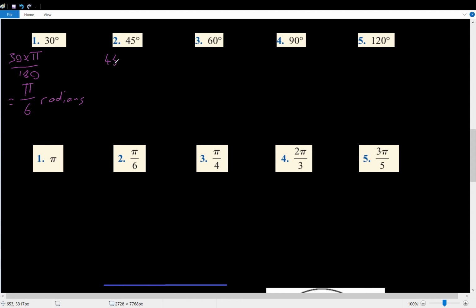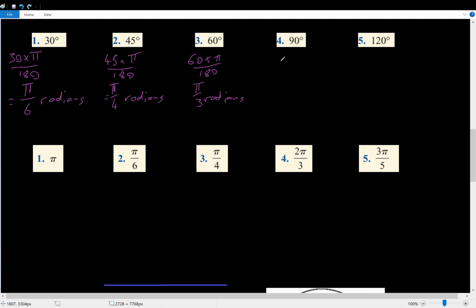For our next one, for 45 degrees, it's going to be the exact same process again. It's going to be 45 multiplied by pi over 180. Well, 45 over 180 is a quarter, so we just end up with pi over 4 radians for this. And we're going to go through the same process for the next one. It's going to be 60 times pi over 180. Well, 60 over 180 is a third, so we end up with pi over 3 radians.